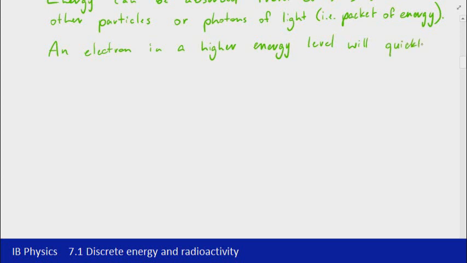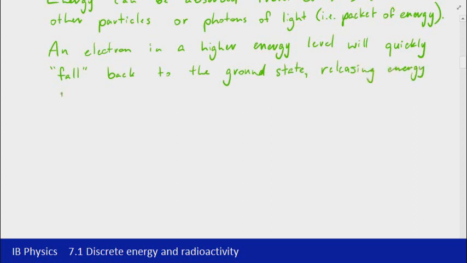So similar sort of thing here. Electrons in those higher energy levels are going to quickly fall, and again, not the best word to use, but it's probably the easiest to wrap our minds around. It's going to fall back to the ground state. And when it falls back to the ground state, it is going to re-release that energy. So the energy it's absorbed, it's going to release in the form of a photon of light.